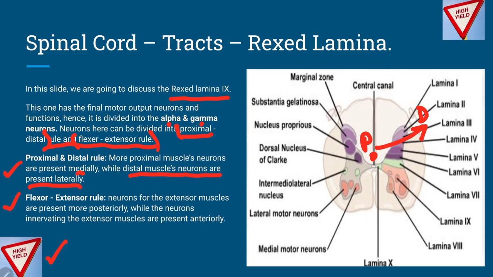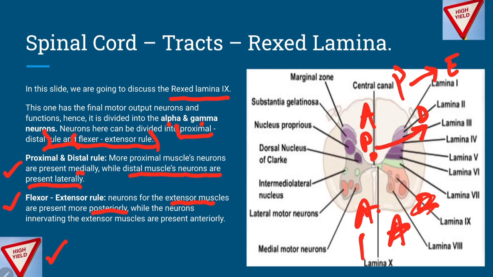Now the flexor and extensor rule. The neurons for the extensor muscles are present more posteriorly, which means more lateral. Here, I'm sorry, this is the anterior and this is the posterior. So let's do this. More posteriorly are basically the extensor muscles, and more anteriorly, more towards the midline, are the neurons that provide the flexors. So you can remember it through this.